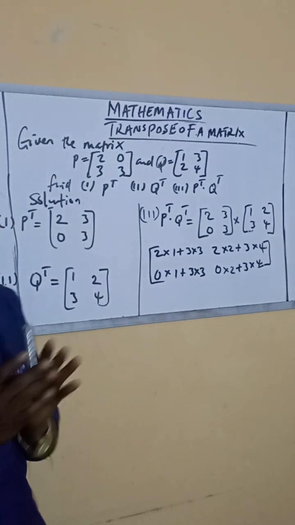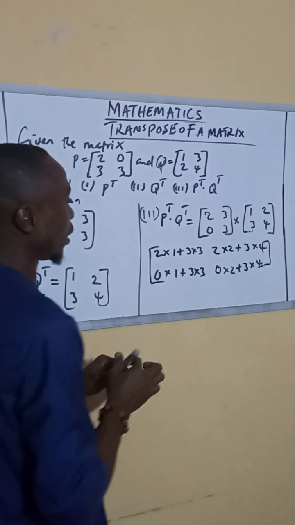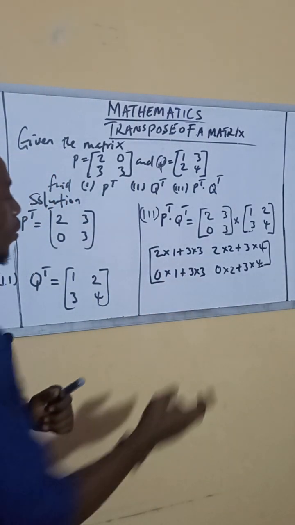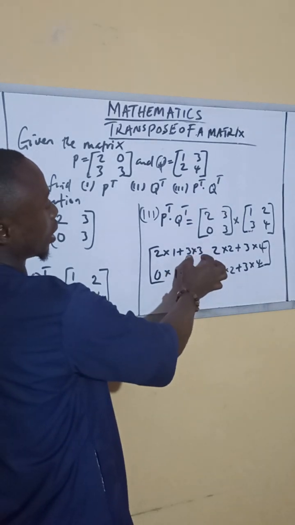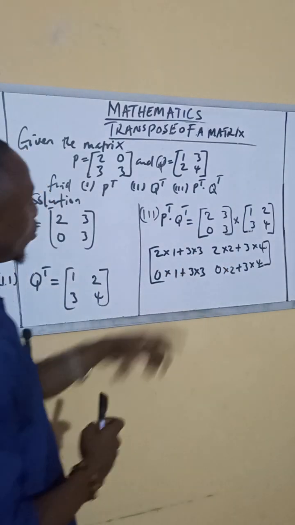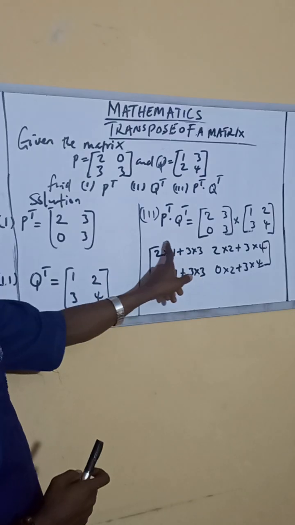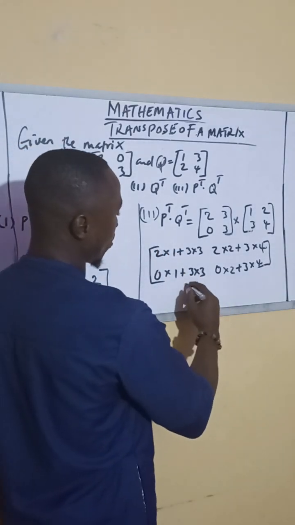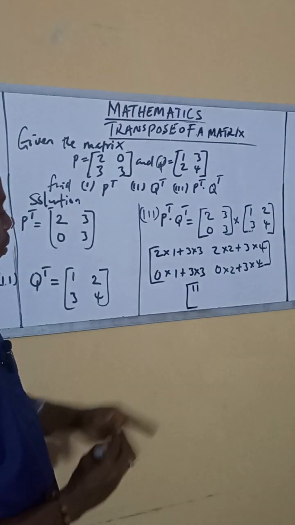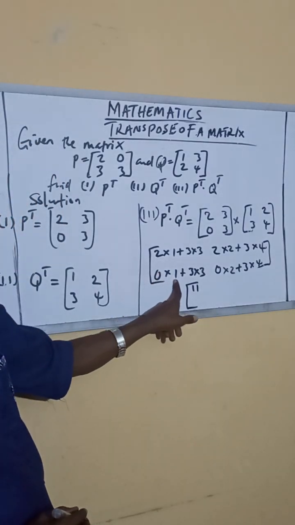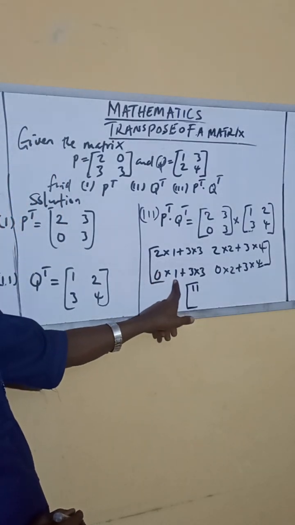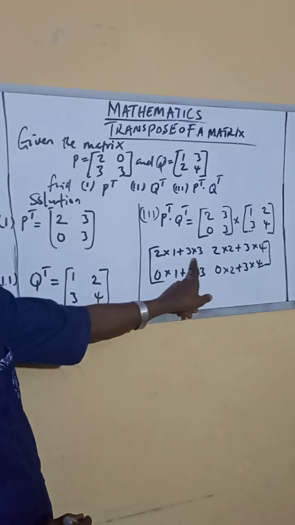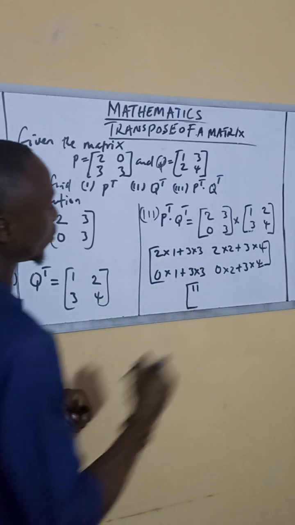Having done this, we are now going to add them together and get our answer. Now 2 times 1 will give us 2. 3 times 3 will give us 9. So 9 plus 2 will give us 11. Here, 0 times 1 will give us 0, right? 3 times 3 will give us 9. So 9 plus 0 will give us 9.